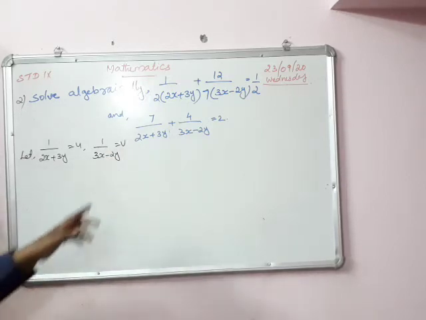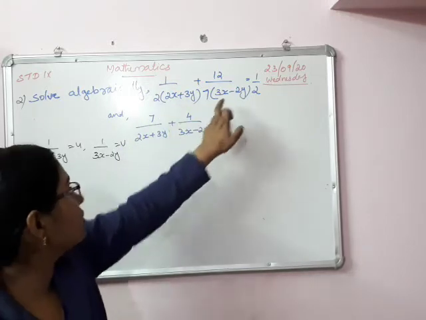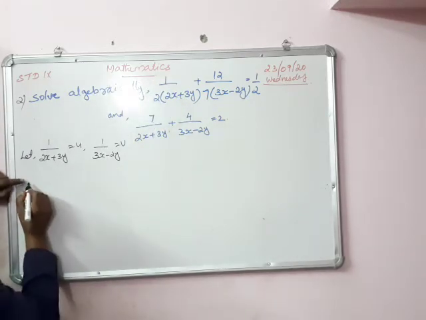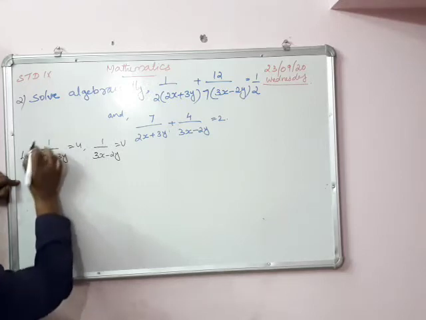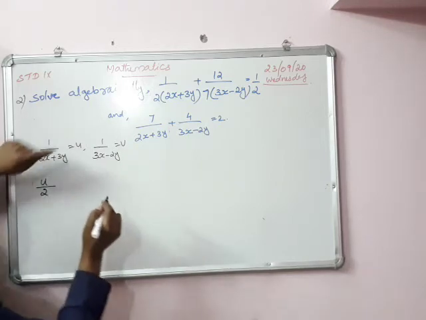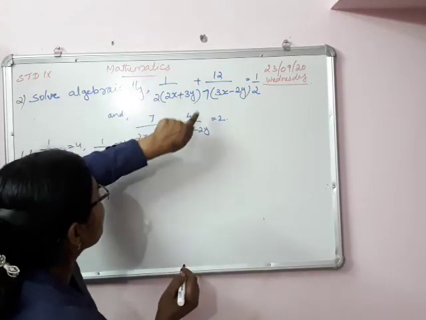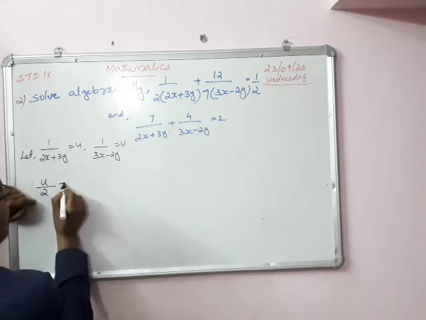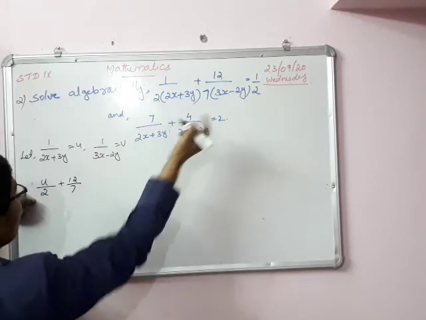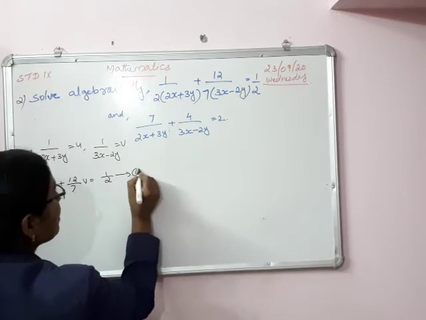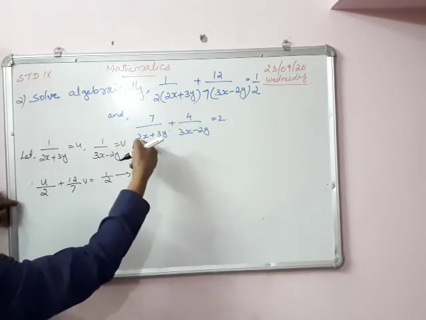We can do this in the denominator also, so 1 by. Similarly in both cases. So how will our question change? 1 by 2, that is 1 by 2x plus 3y, we are giving the substitution u. With 2 in the denominator, it becomes u by 2 plus 12 by 7 v is equal to 1 by 2. That is how the first equation changes. Then similarly, 7.